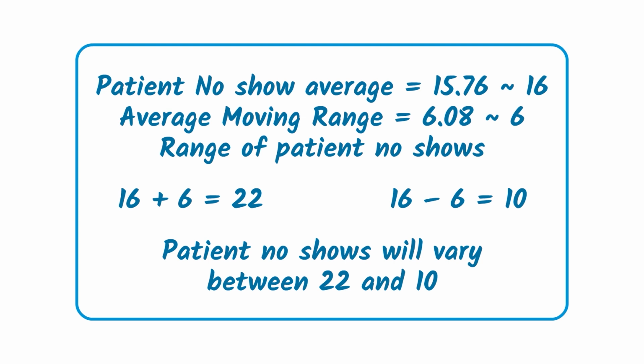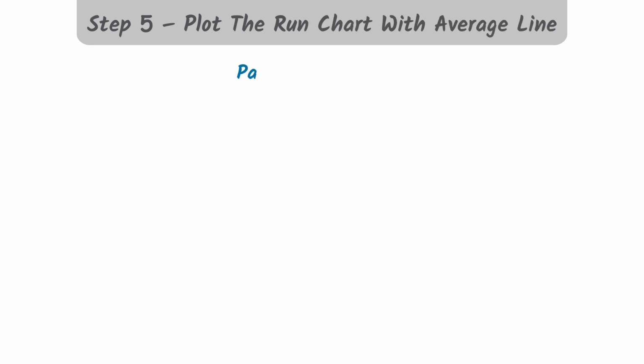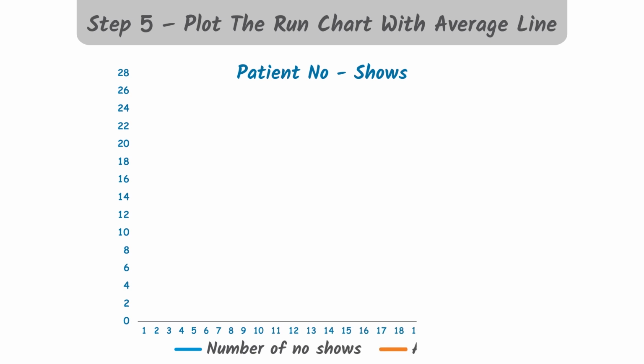Pretty straightforward, right? We rounded off numbers 15.76 to 16 and 6.08 to 6. So 16 minus 6 is 10. Okay, now the fun begins. Now we are going to plot the chart. Next step, step number 5, is to plot the chart.